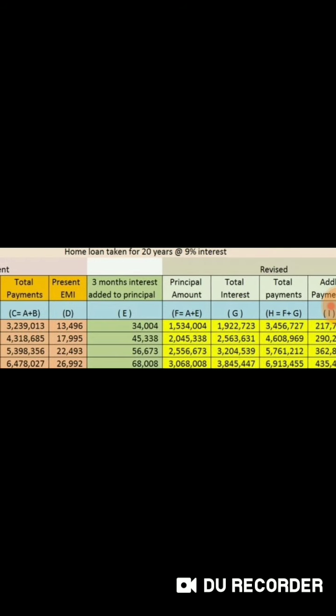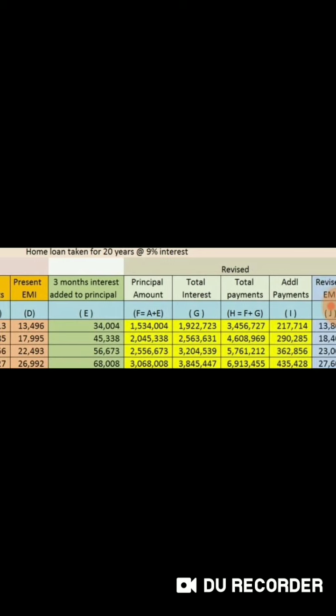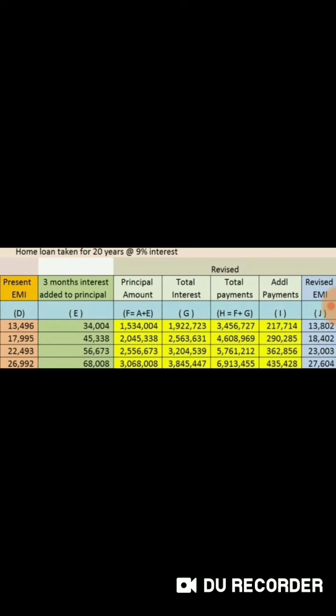because the 3 months interest added to the principal for 30 lakh is 68,000, that will be added to your principal, that becomes 30,68,000. So because of that the revised EMI will be 27,604. So you need to pay additional amount as 4,35,428 for 30 lakh home loan amount.